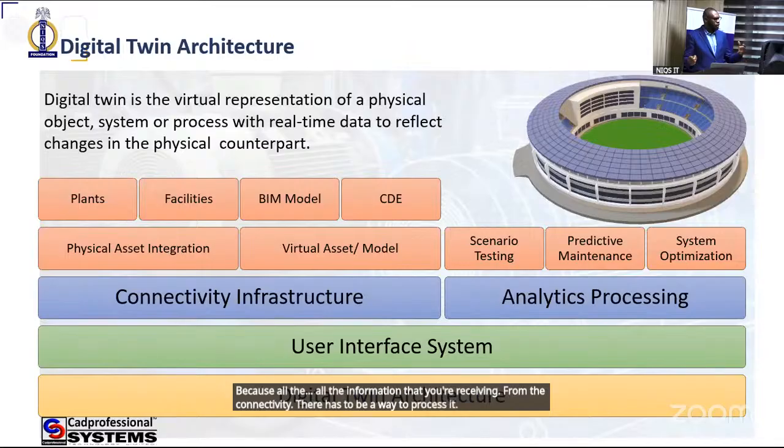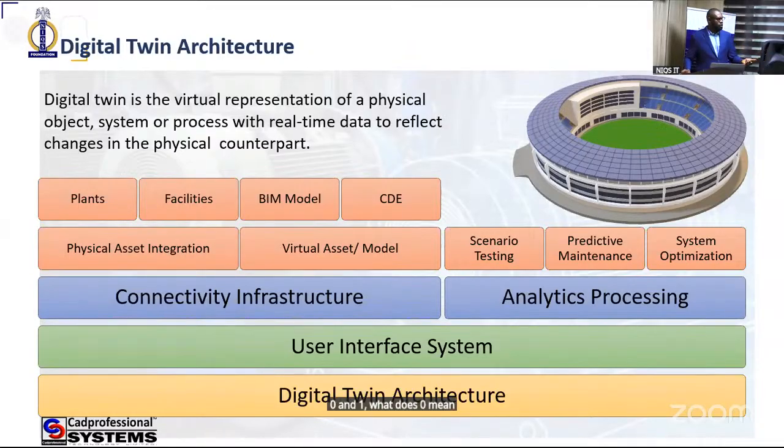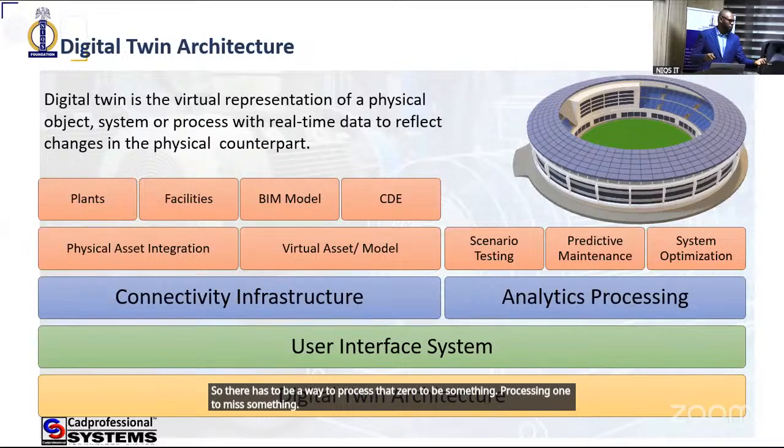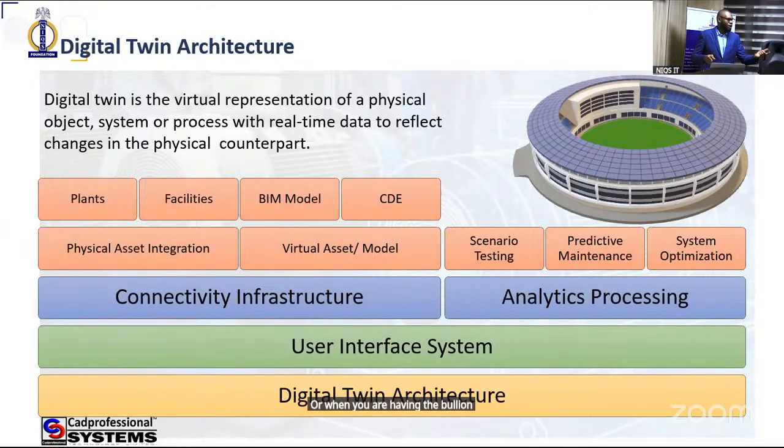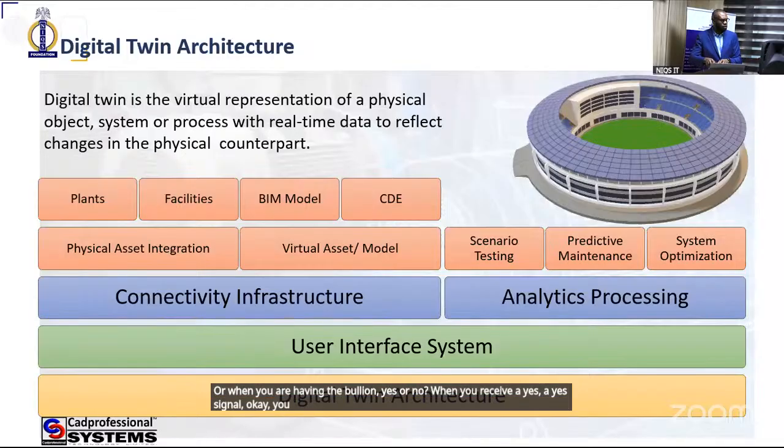Remember, I said when you have binary 0 and 1, what does 0 mean? What does 1 mean? So there has to be a way to process that 0 to mean something, process the 1 to mean something. Or when you are having the Boolean yes or no, when you receive a yes signal, okay, you come to the model, switch on.